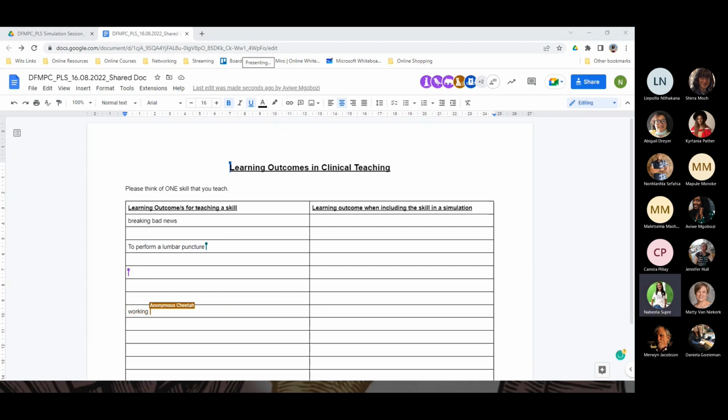Okay, so we've got breaking bad news, lumbar puncture, working as a team. Okay, performing an ENT exam.